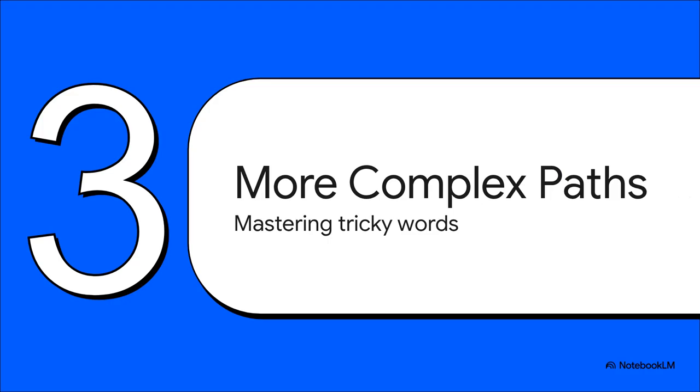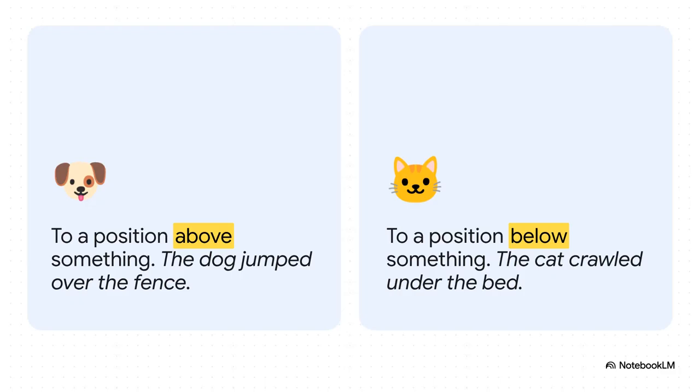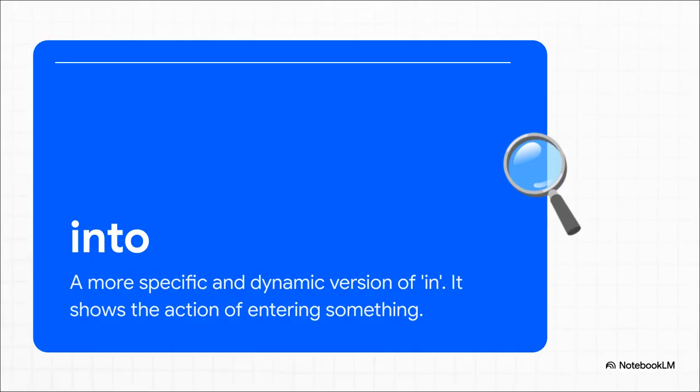Now that we have the fundamentals down, let's tackle a couple more of those nuanced words for specific paths. And don't worry, we'll make these super simple too. Over and under are a nice, easy pair because they're total opposites. One means moving to a position above something. Think of a dog jumping over a fence. The other is moving to a position below, like a cat crawling under a bed. Simple as that. And now for the one you've been waiting for, in versus into.